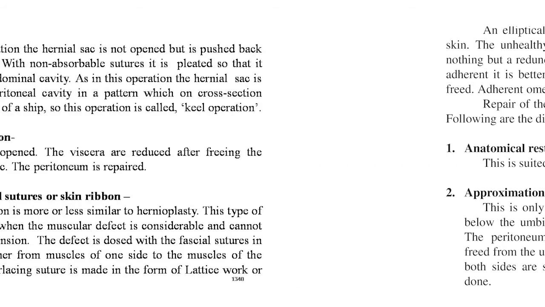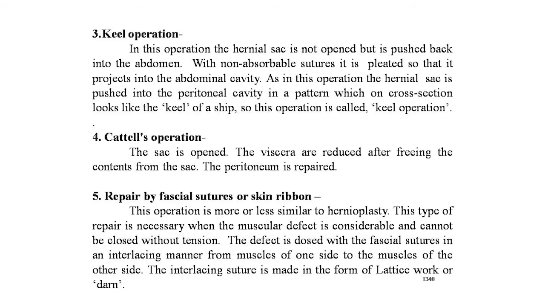Now the third is the keel operation. In this operation, the hernial sac is not opened but is pushed back into the abdomen. With non-absorbable sutures, it is pleated so that it projects into the abdominal cavity.